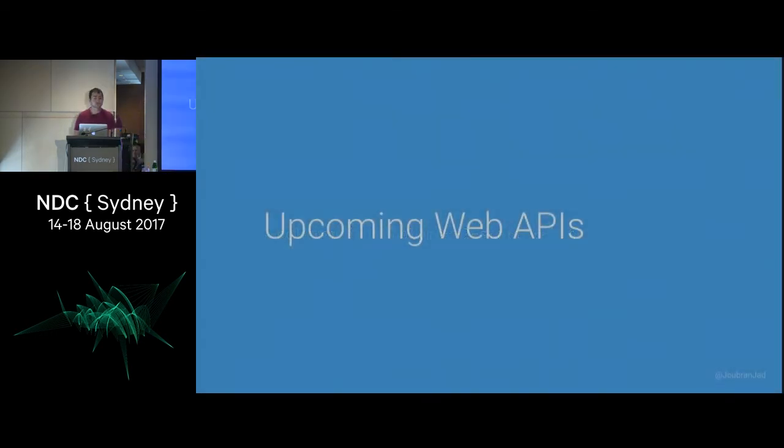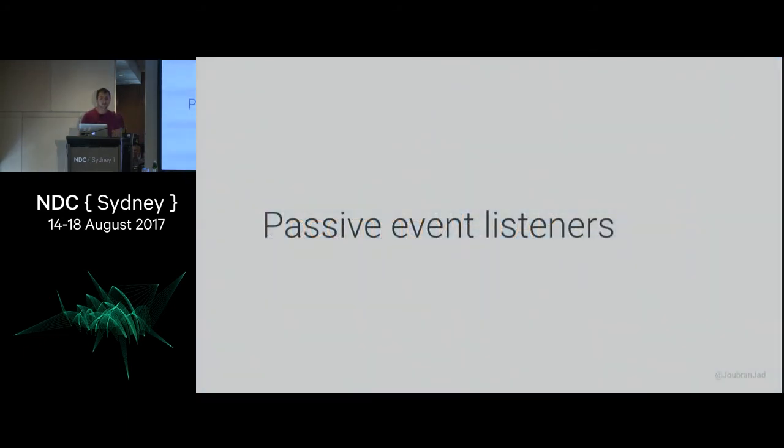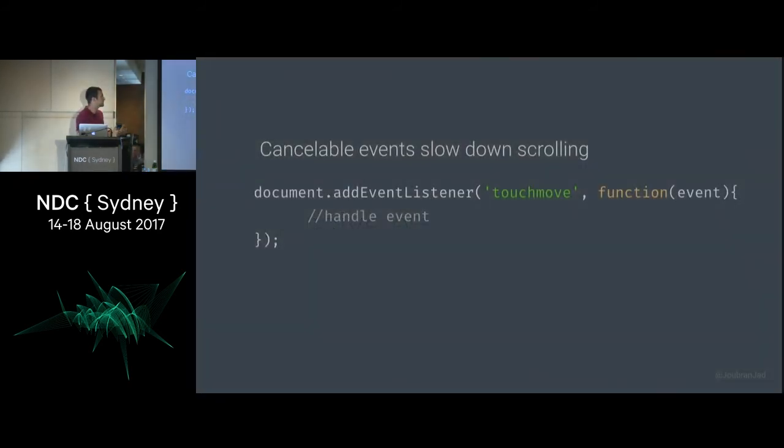All right, now let's talk about some upcoming web APIs that make the web even more interesting. The first one is passive event listeners. Has anybody used it? This one is very easy, but I want you to know that if you add a touch event to your page, you're just making it slower, and it's not your fault. This is the way events work in the browser. The reason why it's slow is because it's cancelable. You can cancel it. So let me show you why.